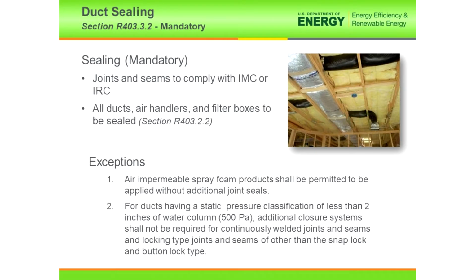Next slide, duct sealing, mandatory. Got to seal those ducts. Joints and seams to comply with IMC or IRC. Exceptions: air impermeable spray foam products shall be permitted to be applied without additional sealed joints, and for ducts having a static pressure classification less than 2 inches of water column. So this is pretty much a gimme. We know that you guys are going to seal the ducts, but as far as code compliance goes, you have to at least still tell us that, okay?